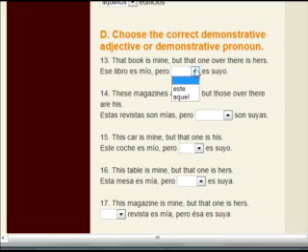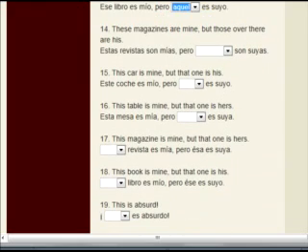that one over there further away, and of course it has to agree with book. Aquel. Notice it does not say aquel libro. So it has now become a demonstrative pronoun. Aquel. It has renamed book. That's what a pronoun does. These magazines are mine, but those over there are his. Estas revistas son mías, pero aquellas, it is aquellas because revistas is feminine.